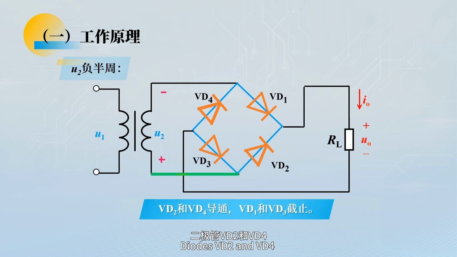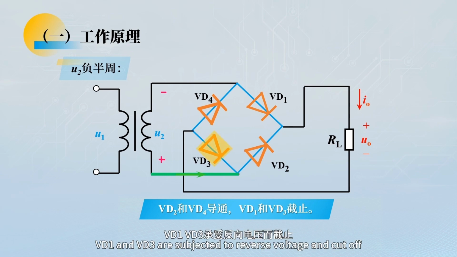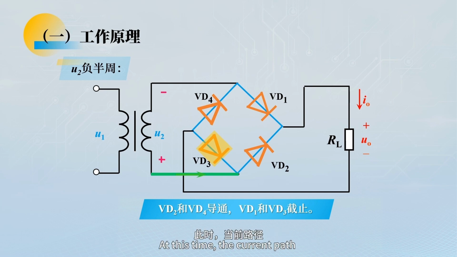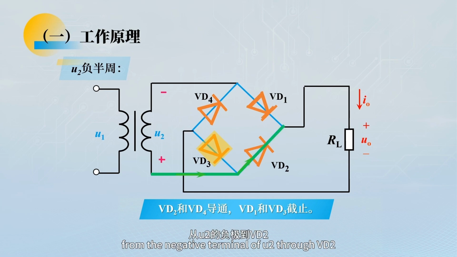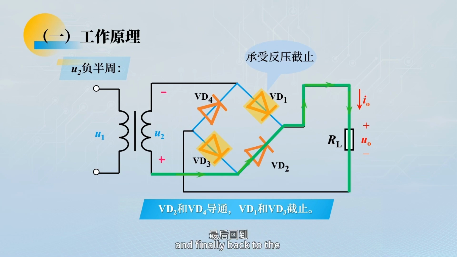Diodes VD2 and VD4 are subjected to forward voltage and conduct. VD1 and VD3 are subjected to reverse voltage and cut off. At this time, the current path is from the negative terminal of U2 through VD2, the load resistor RL, VD4, and finally back to the positive terminal of the power supply.